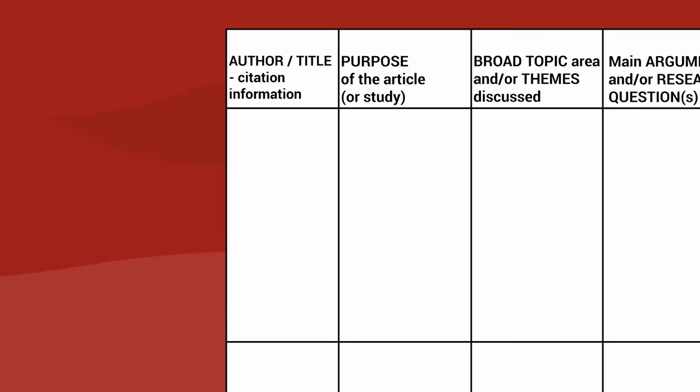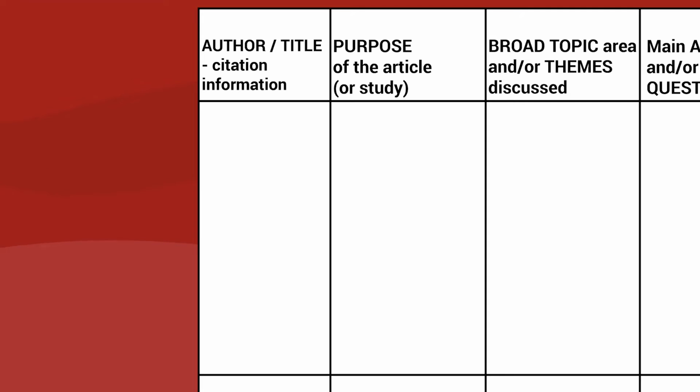3. The first column on the worksheet is the citation information. This is usually on the first page of the article, or you can copy the citation information from where you downloaded the article. Now is a good time to confirm which citation method you're using. If you use that method now, you won't have to check it later.